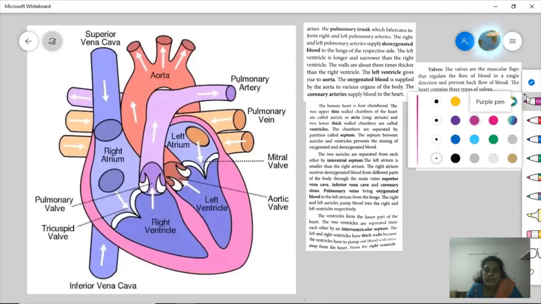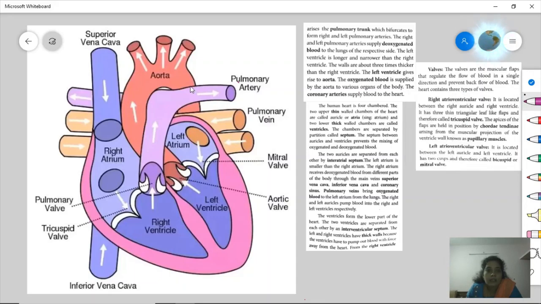There are two protective layers present in the heart, known as the pericardium. So the human heart is four chambered. These are the upper chambers and these are the lower chambers.